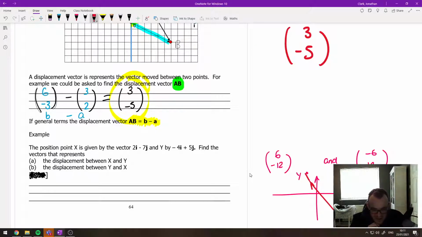So x is negative horizontal but positive vertical. So that's xy, and then this one's yx. So same answers, just reversing the signs there. There we go. Try that one, see how you get on.